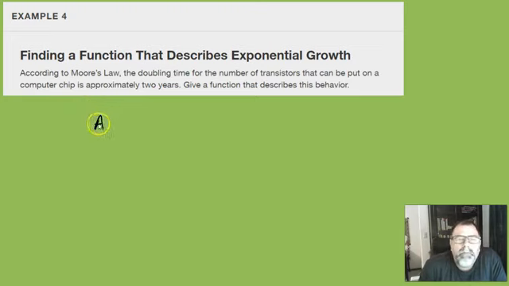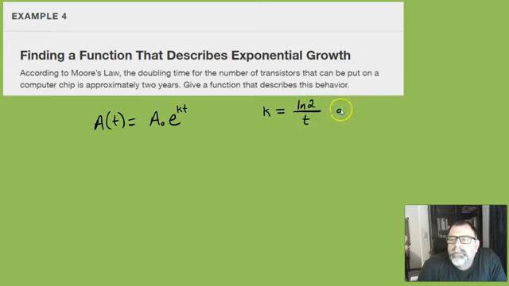So if we start out with the formula a sub 0 e to the kt, and our doubling time is going to be, so we can solve this, or let's use the shortcut. Remember, to find k is equal to ln of 2 for doubling divided by time. See, this is the two formulas.